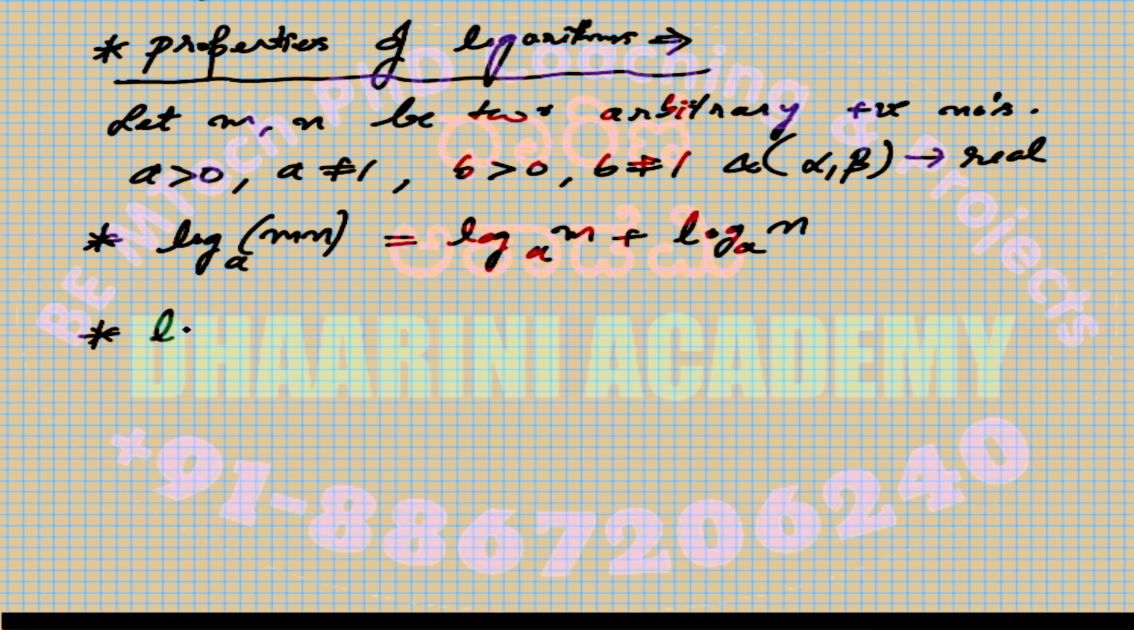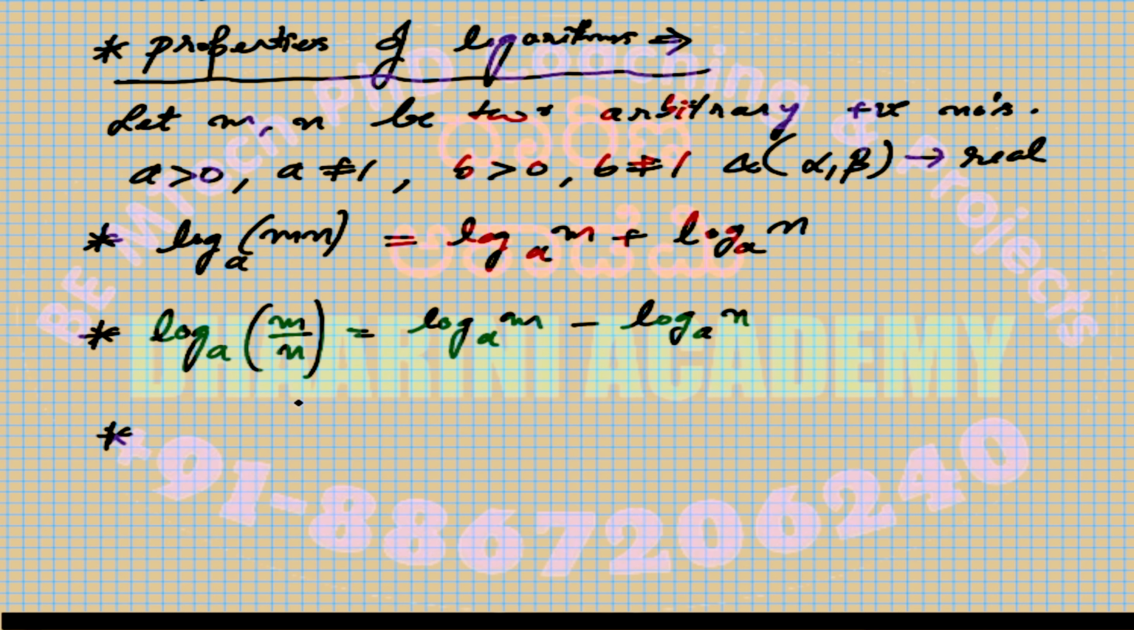Then let's go to the next problem. That is, if at all I want to calculate log to the base a of m divided by n, right? It's a ratio, right? I can try to write that as log of m to the base a minus, whatever is the denominator is negative, minus log of n to the base a. And the next property is log to the base a of m raised to the power alpha can be simply written as alpha times log of m to the base a, right?